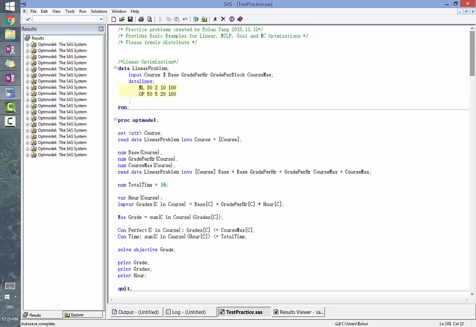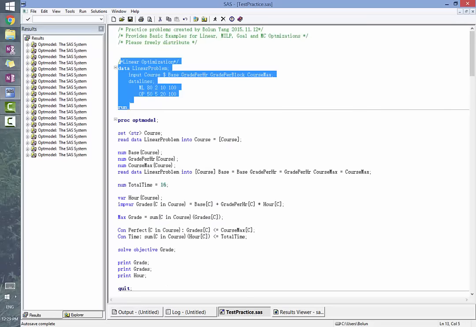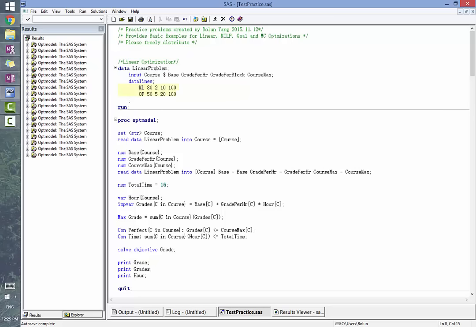Let's start by creating the data set that we're going to be looking at. Very easy using a data step. We're going to create a very small table called linear problem, where we have the column variables course, base grade, grades per hour, grades per block, which will be used later on. Don't worry about this for now. And course max. And here are the values that we saw earlier.